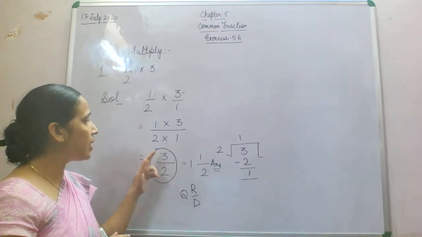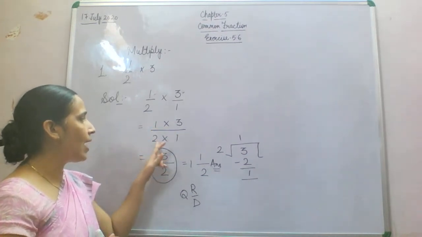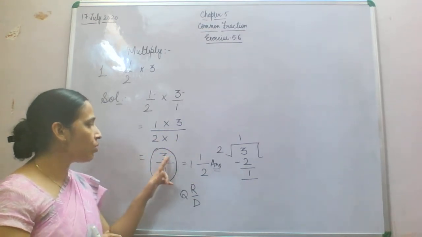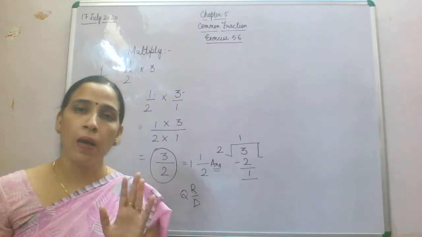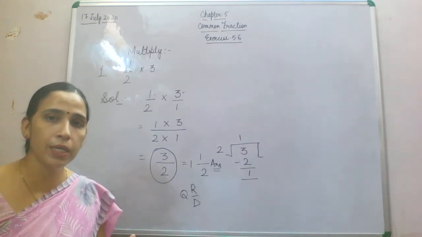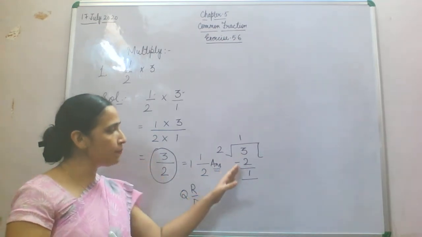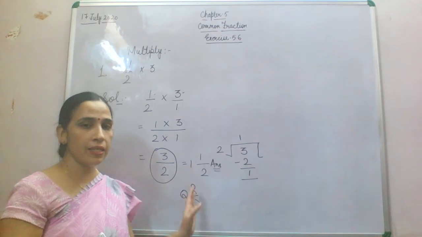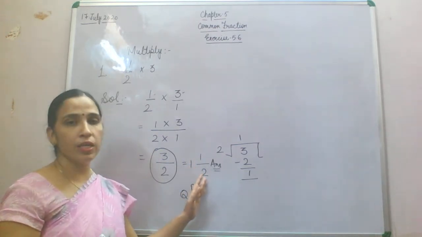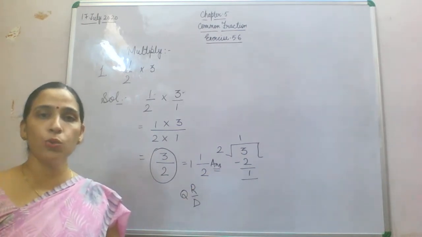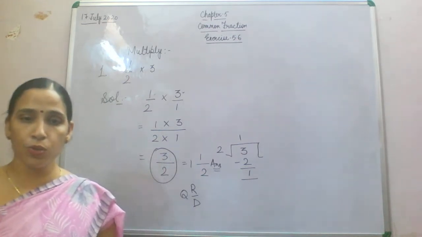So we have done the multiplication. After that you will get 3 ones are 3 and 2 ones are 2. Now 3 by 2 is an improper fraction, so you are supposed to convert it into a mixed fraction. How will you convert it? You will divide it and then write it in the form of Q R by D. You will write 1 1 by 2. This will be your answer. So children, I hope the steps are clear to you all.